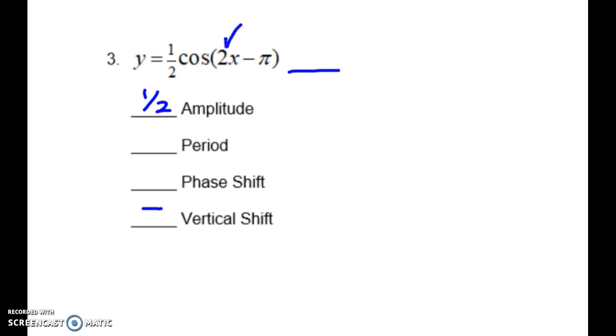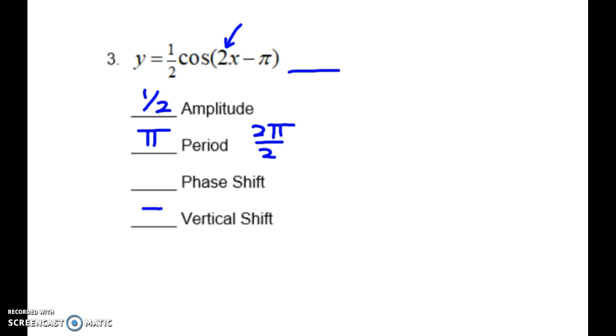The number in front of x is 2. It looks like we're using radians because I see the pi symbol there. So I'm going to take 2 pi divided by that number out front, and I get a period of pi. If we were to graph this, one full cycle of cosine would be done after 1 pi.